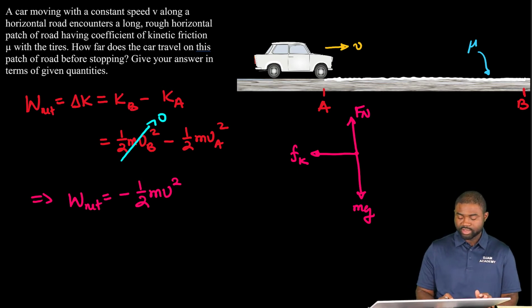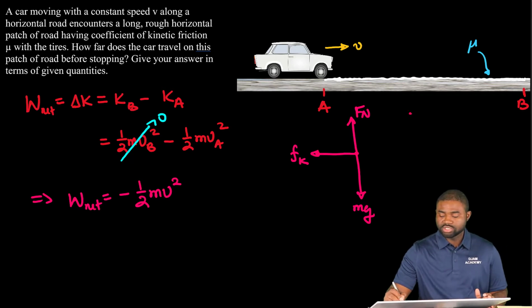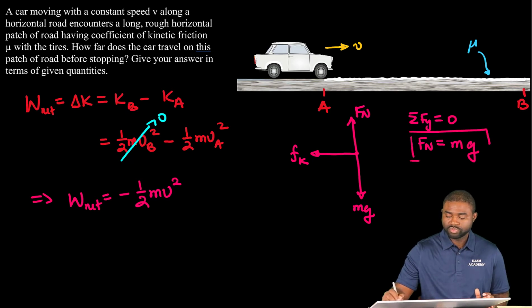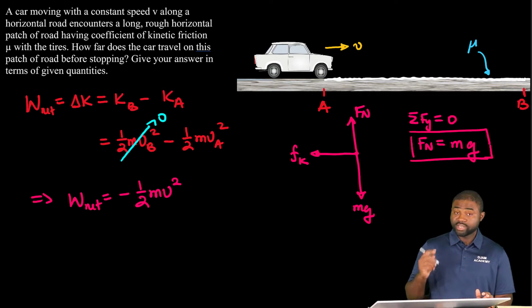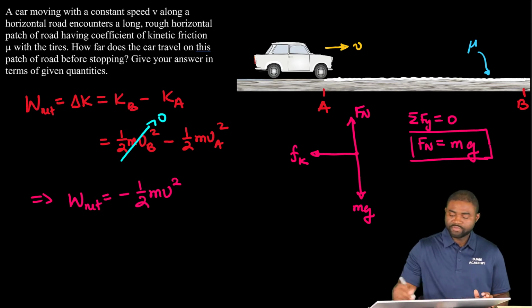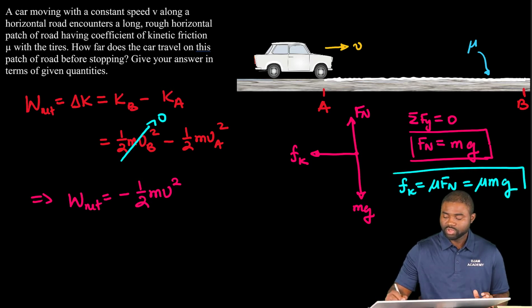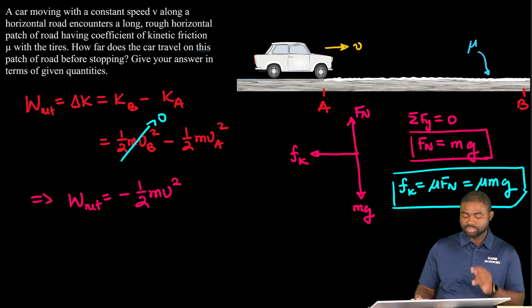So in this particular case, what next do we do? You can clearly see that the sum of forces along the y direction is 0, which means that Fn is just going to be equal to mg. Also, by definition, f of k is going to be equal to mu Fn, which is just going to be equal to mu mg. So let's take note of these two results.